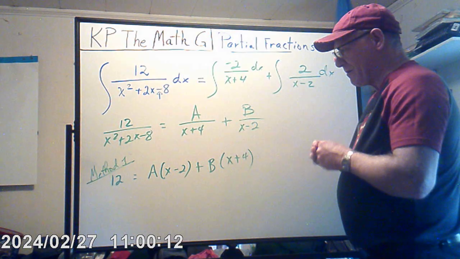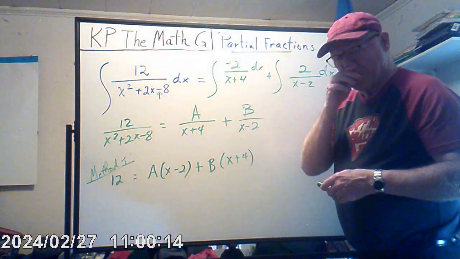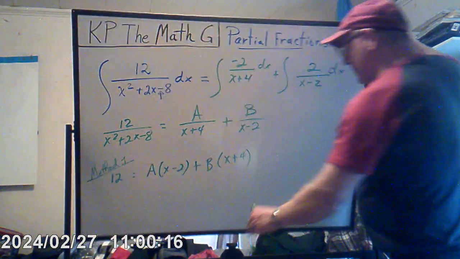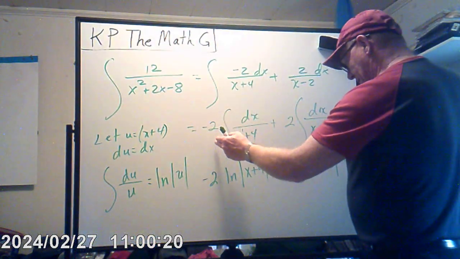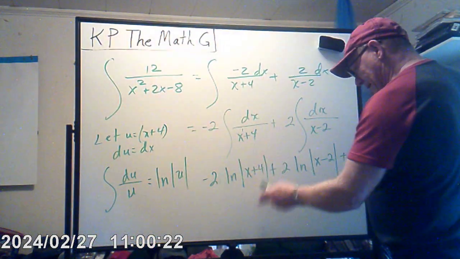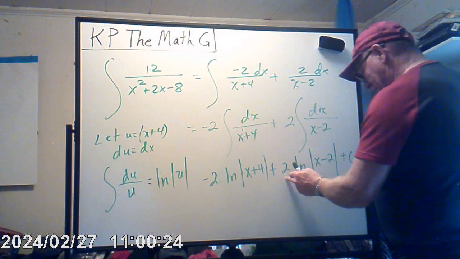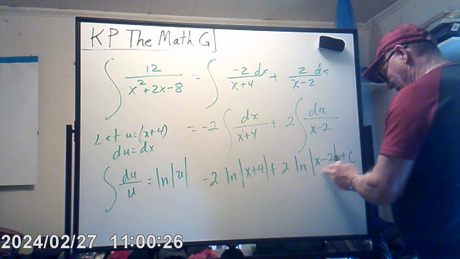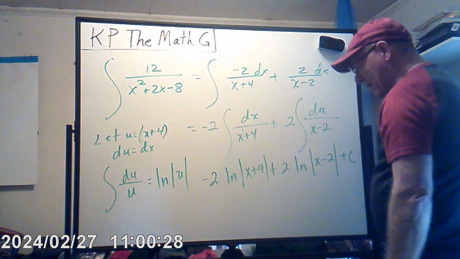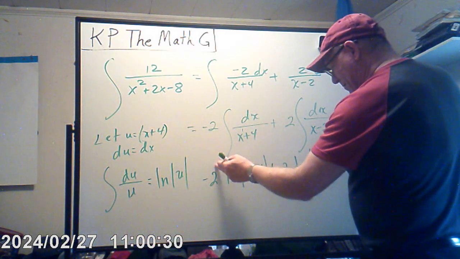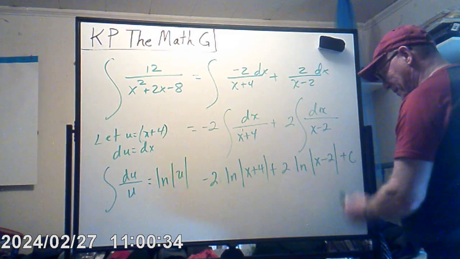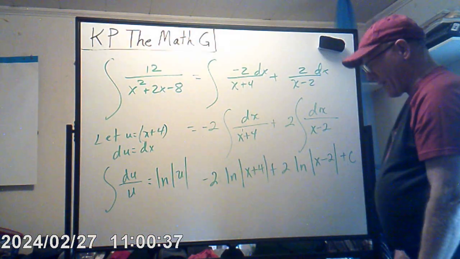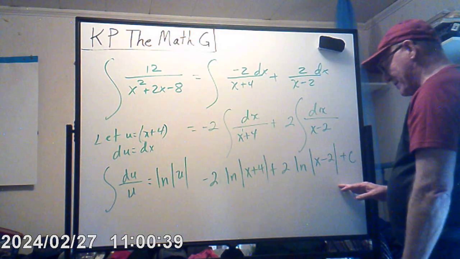Now I said there will be two methods that I want to show. Here's the answer here. We've already got that, didn't we? This is negative 2 ln x plus 4, positive 2 ln x minus 2, plus C. We could do a little more work and bring that over, but this is good enough right here. This is plenty. That's all you really need here. And that's what you got. You're going to have this every single time.